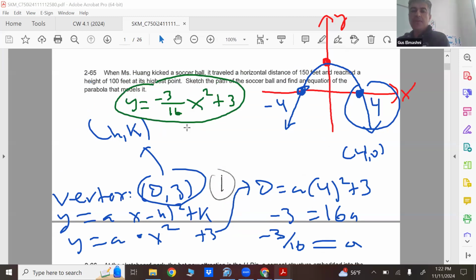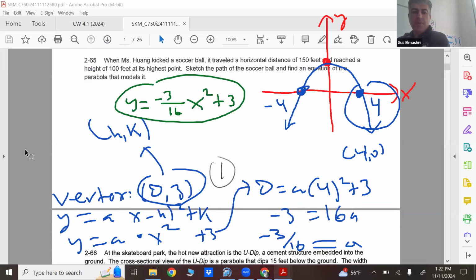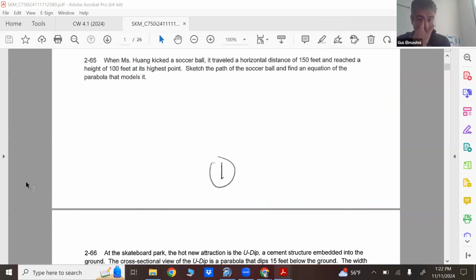All right, so here's another one. This is dealing with sports. So I don't know, Ms. Wong is still athletic. She kicked a soccer ball, traveled horizontal 150 feet, maybe she is, and reached a height of 100. I don't know if that's good, actually. I think so. Yeah, she does put together notes, which helps me.